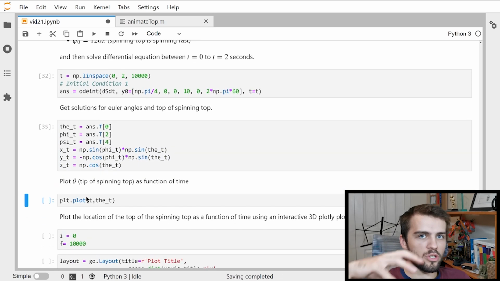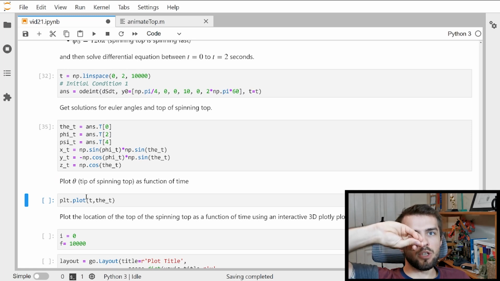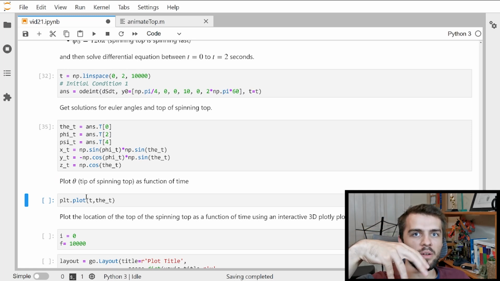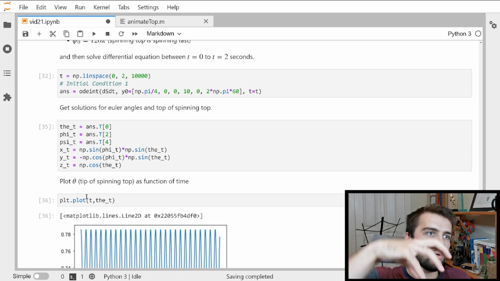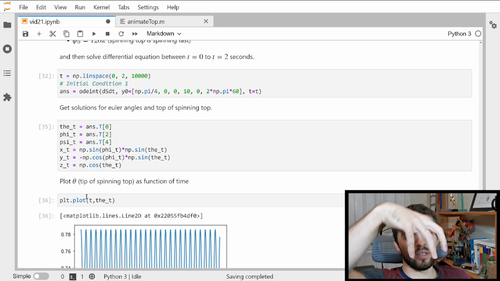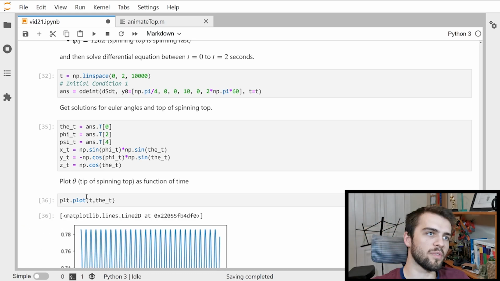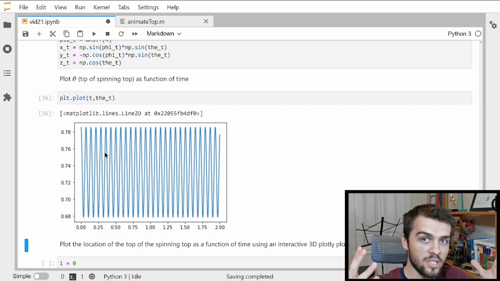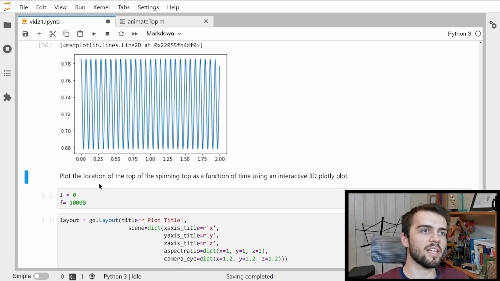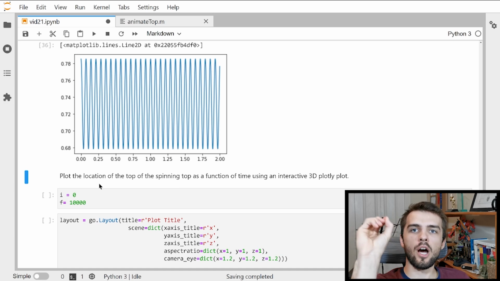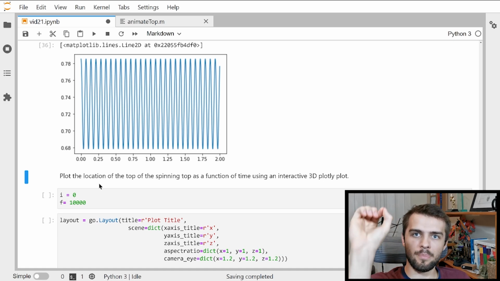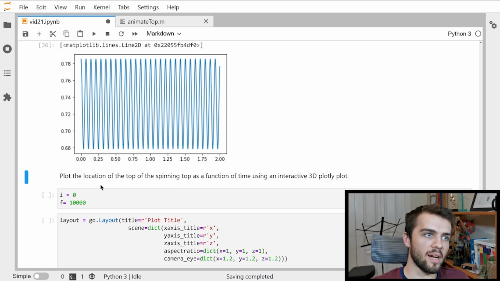Then I can plot theta. So what's the angle? How does it tip, right? You might think I let go of it and it just revolves around and theta doesn't do anything. Well, it turns out that the spinning top is actually tipping up and down as it's moving around, right? That's an interesting feature of a spinning top. And finally, I can plot the location of the top of the spinning top, right? If I look at the tip, what's the tip doing as it moves around?